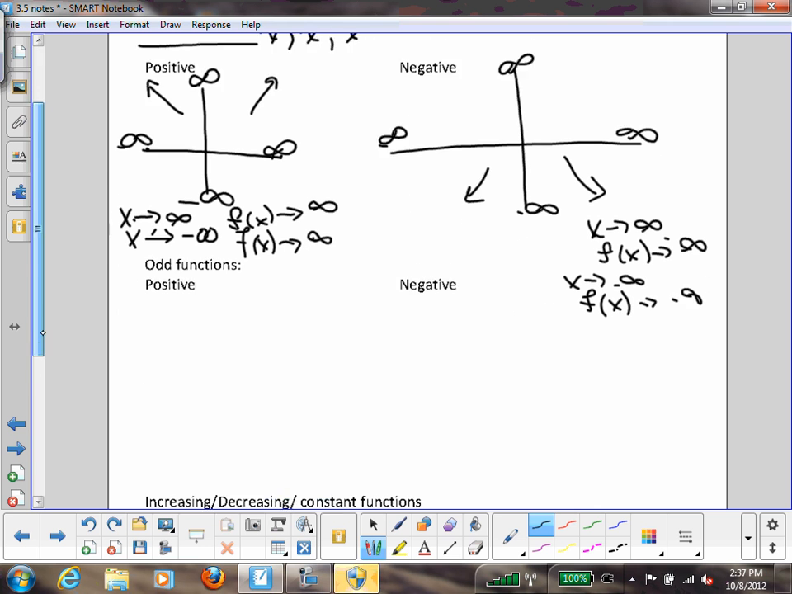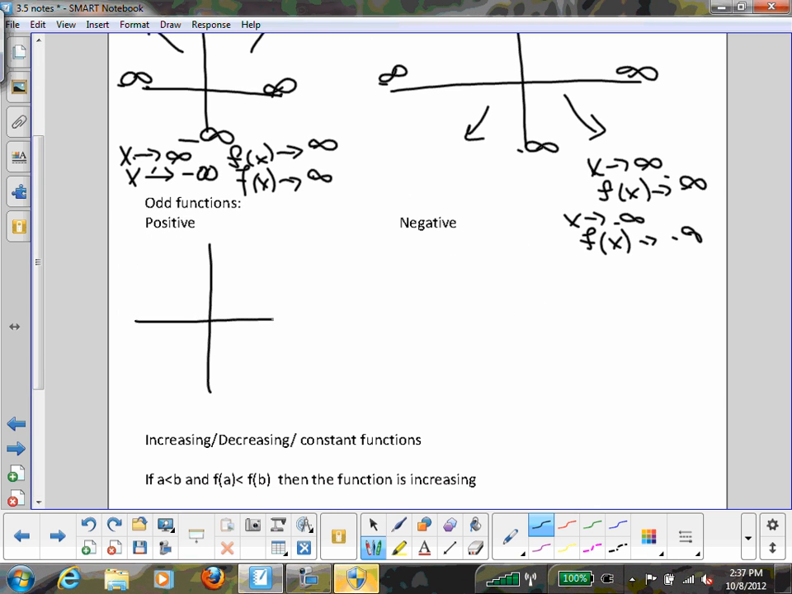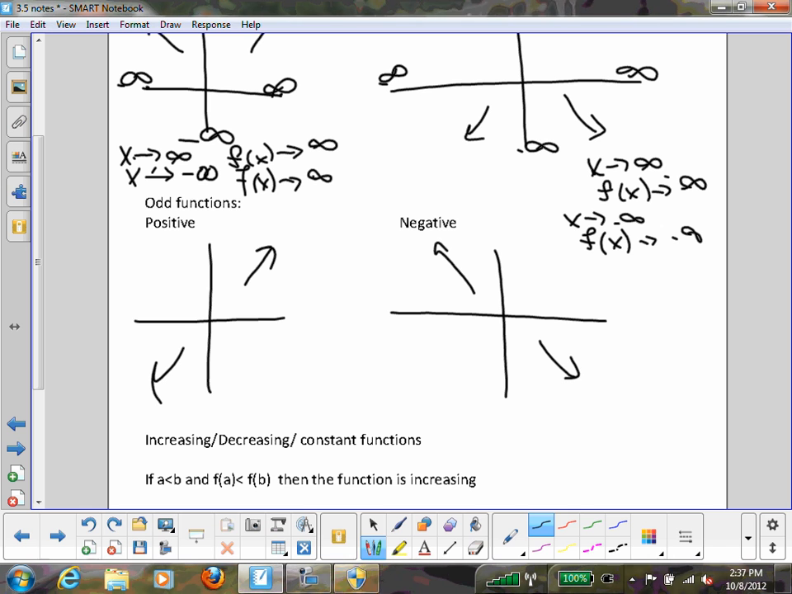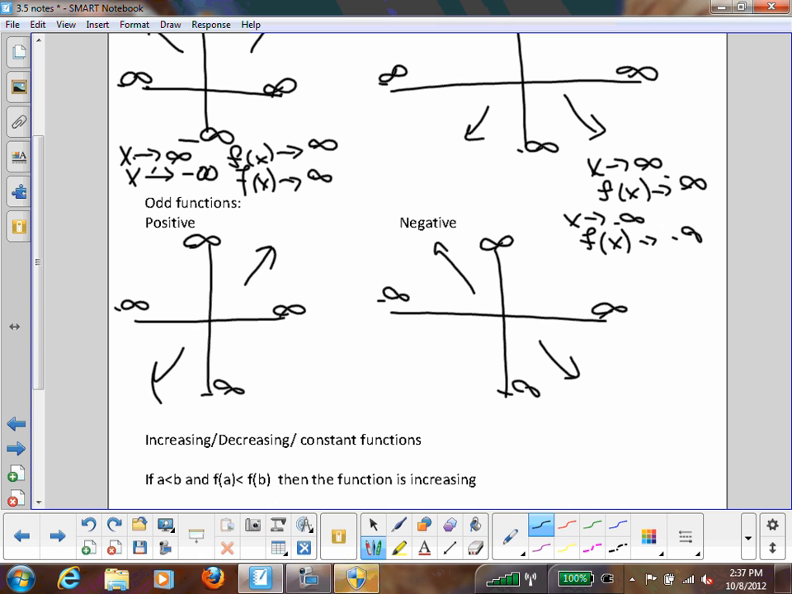So then we look at the odd functions. Well, remember, if the coefficient is positive, you're doing this. And if it's negative, you're doing this. Agreed? And so we put our infinity signs on here to help us. And we make the same statements again.